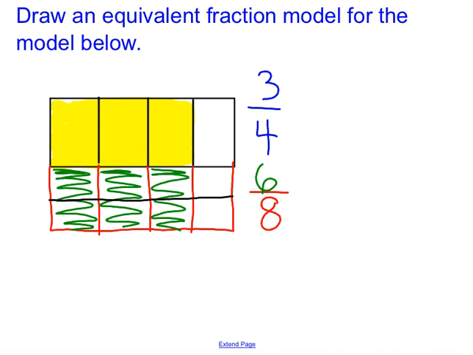So 3/4 is equivalent or equal to, and this is how we write equal to, 6/8. And I did that using and drawing a model. So I used the model, I drew a model, and it shows that 3/4 is equal to 6/8.